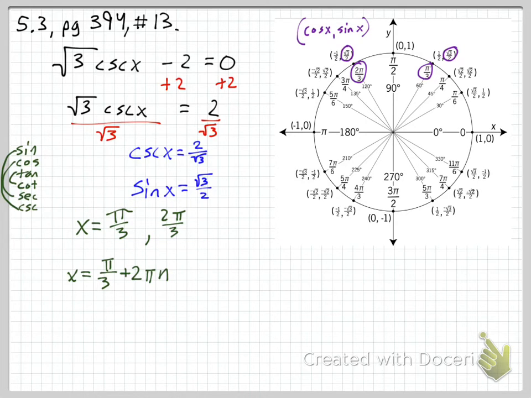So pi over 3, because the period of sine is 2 pi, that means you could add 2 pi or subtract 2 pi, and you get the same thing. That's why I'm going to put plus 2 pi n, where n is any integer. So n could be 0, 1, 2, 3, 4, or negative 1, negative 2, negative 3, negative 4, and all those give you all correct solutions for x. We also need to do the same with 2 pi over 3. So 2 pi over 3 plus 2 pi n represents any time we add or subtract the period there.